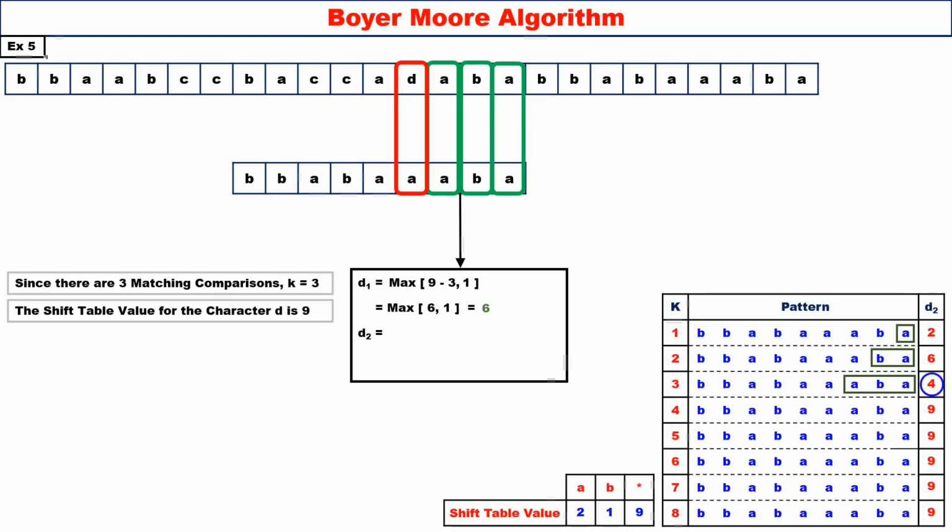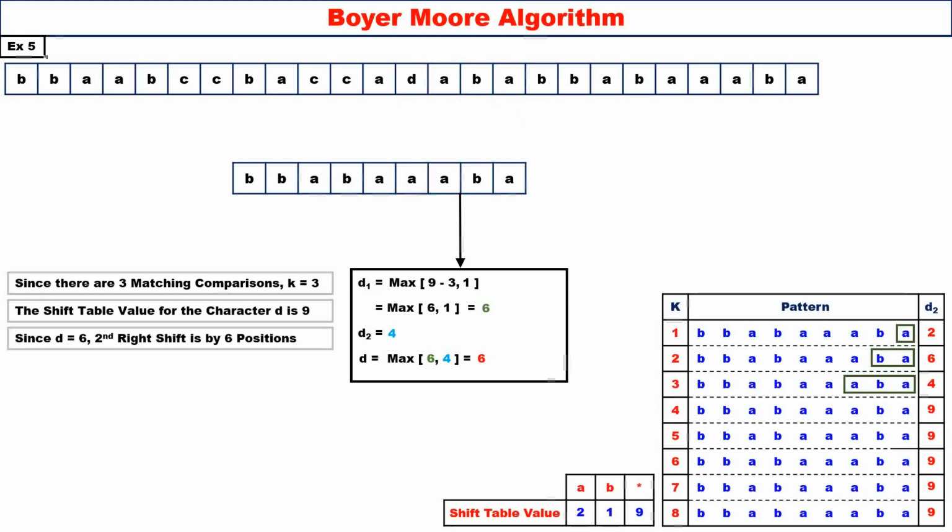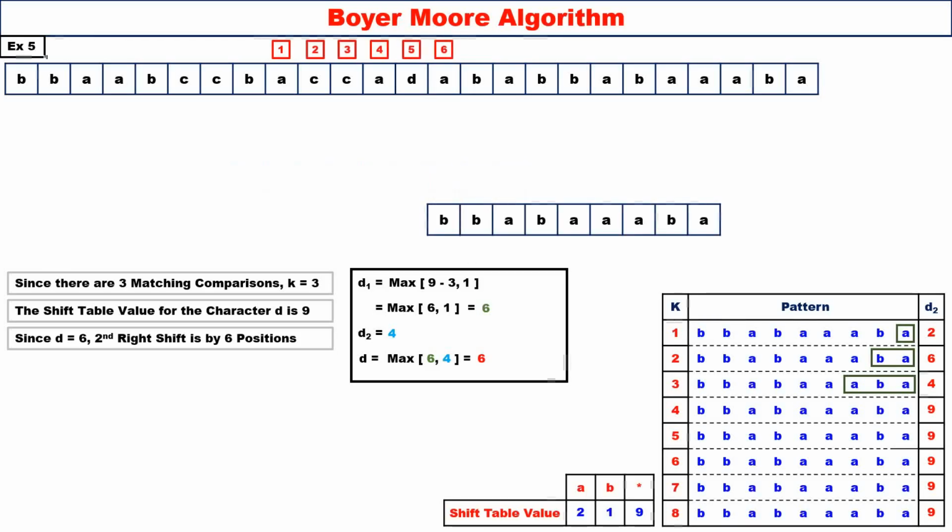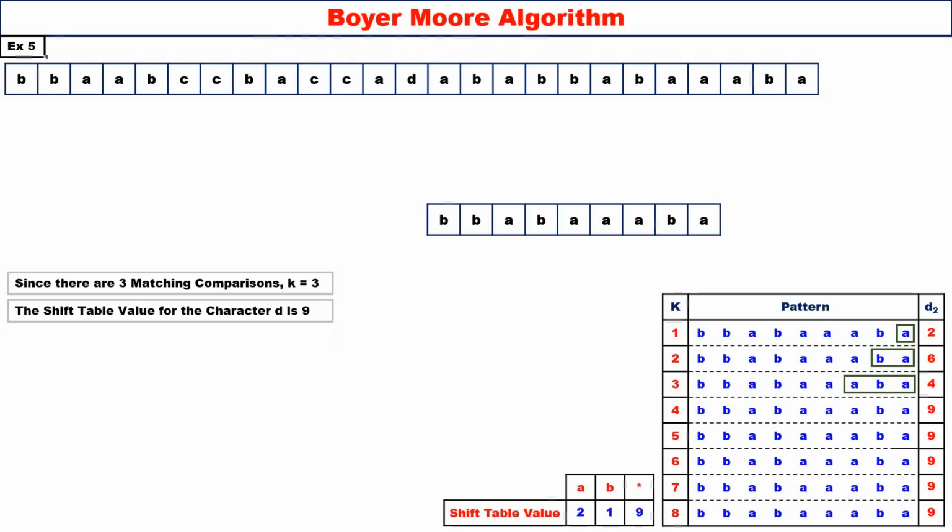And D2, K is equal to 3. Just observe the D2 table, it is 4. So the maximum of 6 and 4 is 6. Therefore, D is equal to 6. Second right shift is by 6 positions: 1, 2, 3, 4, 5, 6. Yes, it is shifted to the right by 6 positions.